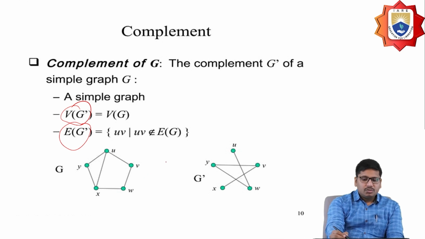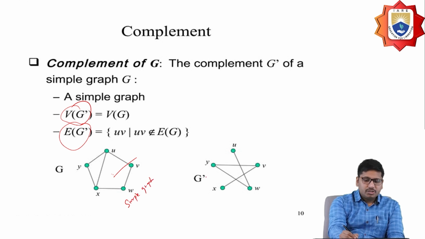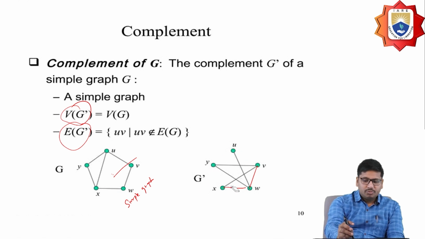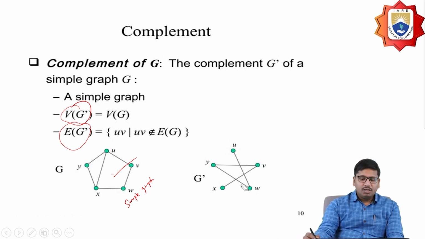So if I have a graph like this, this is a simple graph, and the complement of this graph is given by G dash. So this edge is missing, this edge is removed, and this edge and this edge are removed. After removing these edges, the edges that are present should be the complement of the graph, and an edge is denoted by UV such that UV does not belong to the edge set of the graph G.